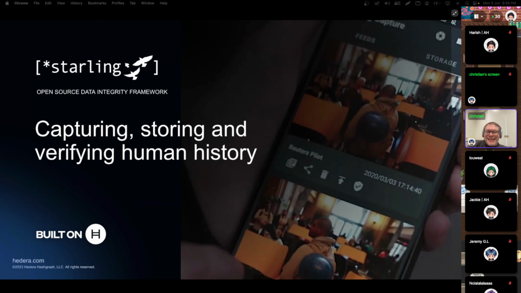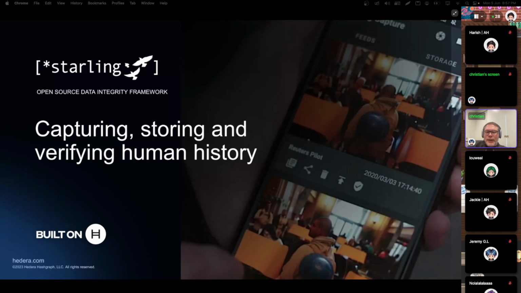Project Starling, this is a project out of Stanford University in the US and the University of Southern California, also in the US. And what this is, it's a way to take videos and photos directly from the camera itself and log these into the public ledger so that you know that that digital photo or digital video or digital audio has not been tampered with.